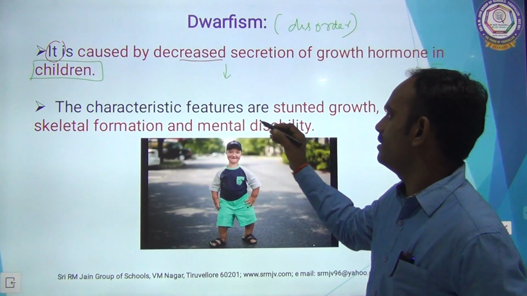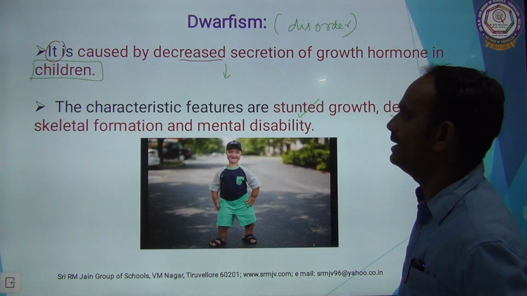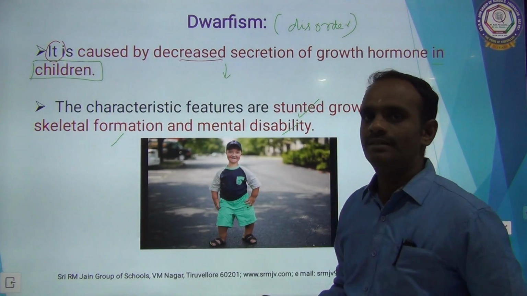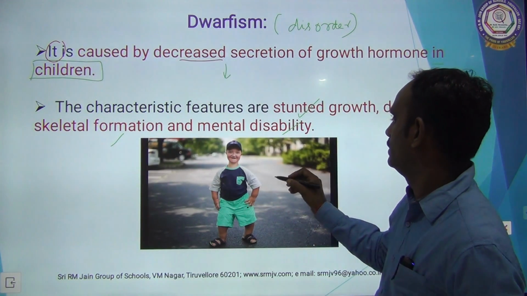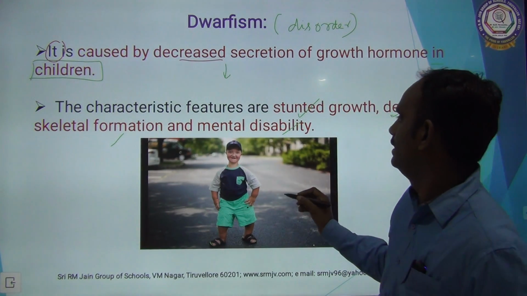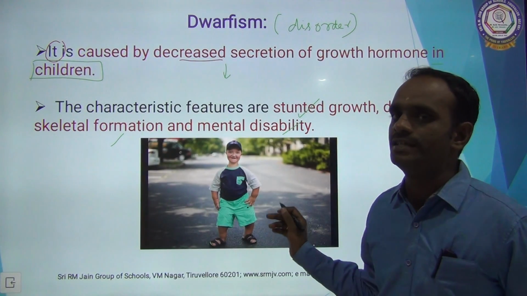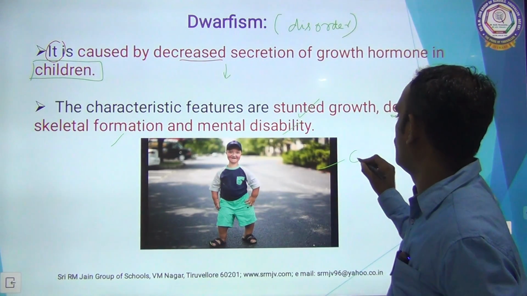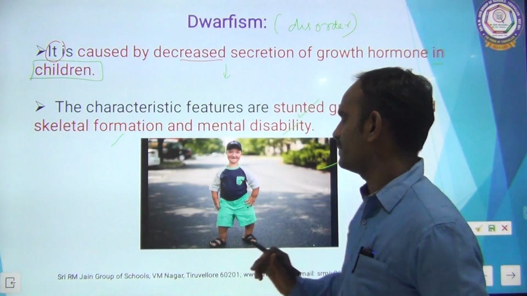The characteristic features of dwarfism are stunted growth, delayed skeletal formation and mental disability. See the picture here. The child has the problem of mental disability, delayed skeletal formation and stunted growth. All these characteristic features are caused mainly due to decreased secretion of growth hormone. Clear children? This is called dwarfism.